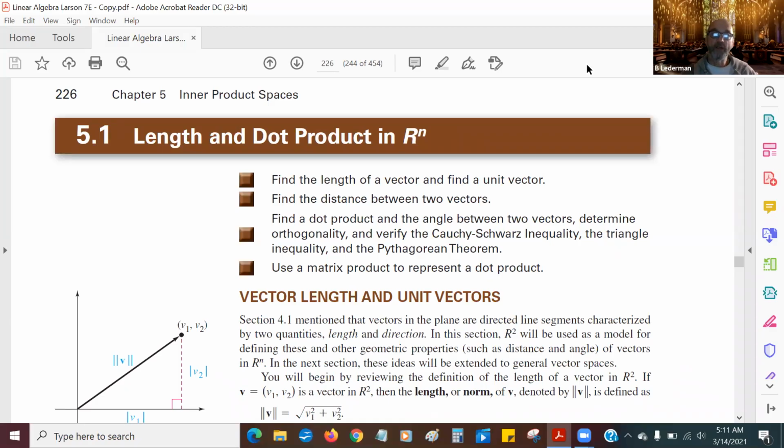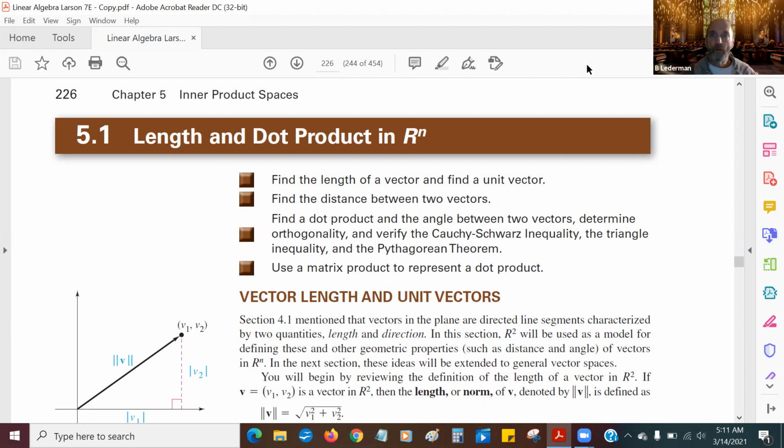The other good news is that we're starting chapter 5. So let's do it right now. Now, if any of you ever took Calc 3, multivariable calculus, you're going to find that this is going to be very relevant to Calc 3. So you're going to know a lot of stuff in 5.1. That's what I'm trying to say. And if you had not taken Calc 3, then you're getting a head start with section 5.1. And we're going to start with vector length and unit vectors.